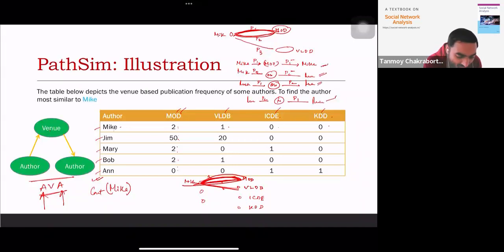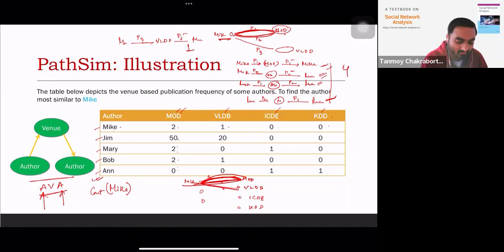So all these paths are of type AVA, and all these paths are round trip paths, right? So how many such paths exist between Mike and mod? 4, right? What about Mike and VLDB? Mike, P3, VLDB, P3 inverse, Mike. That's all. There's only one path. So how many round trip paths exist between any venues and Mike? Here 4, here 1. So 4 plus 1.